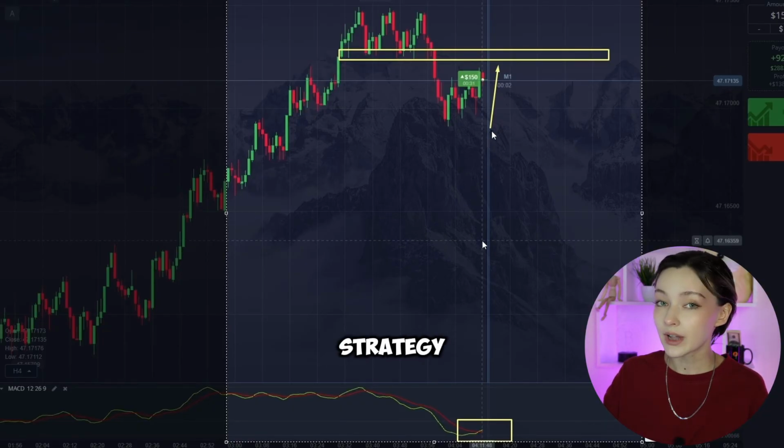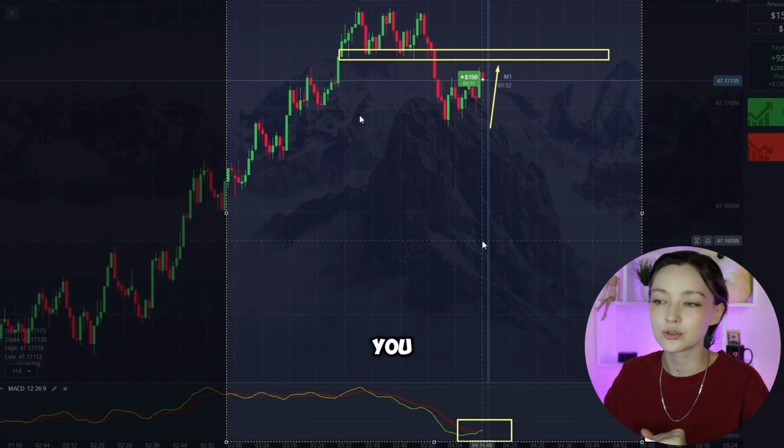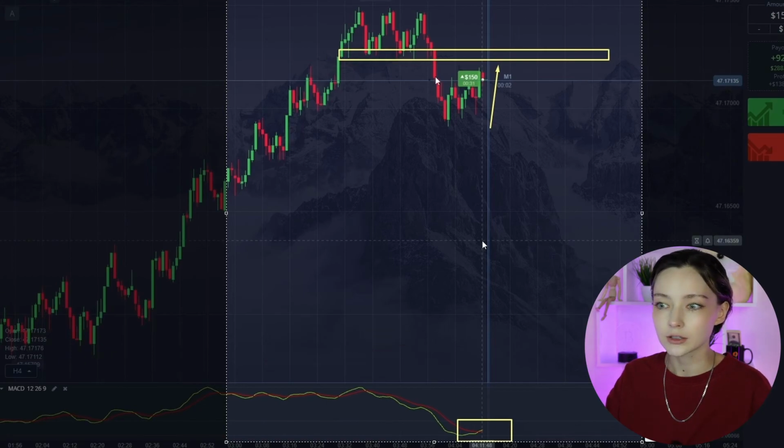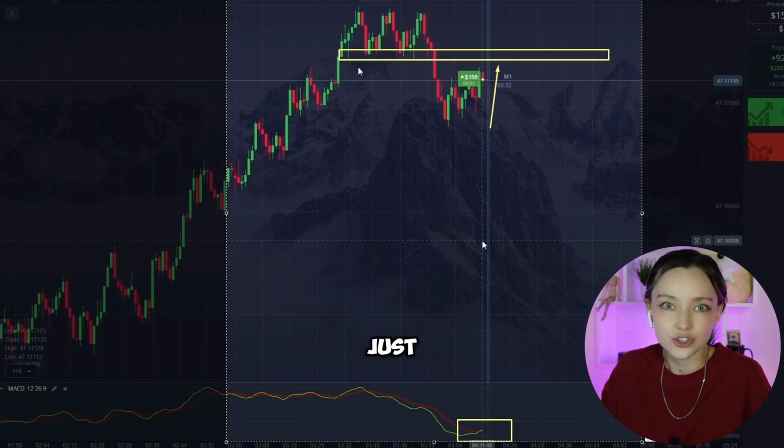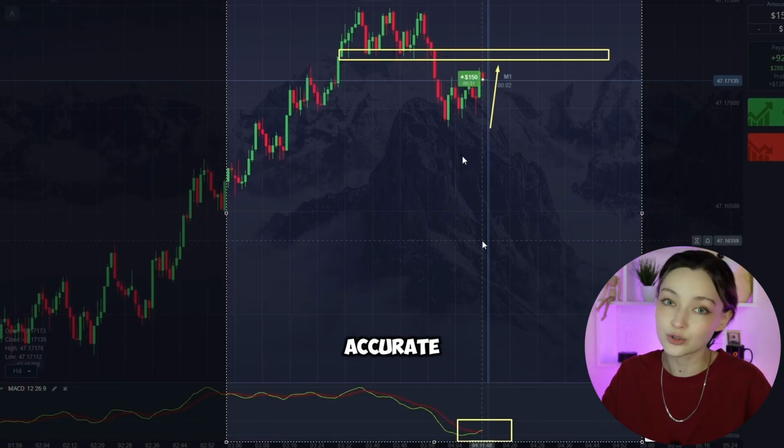When trading with this strategy, I also recommend you to take into account additional factors we can find in the chart, including levels, for instance. They can just as well help us find more accurate trade entry points.